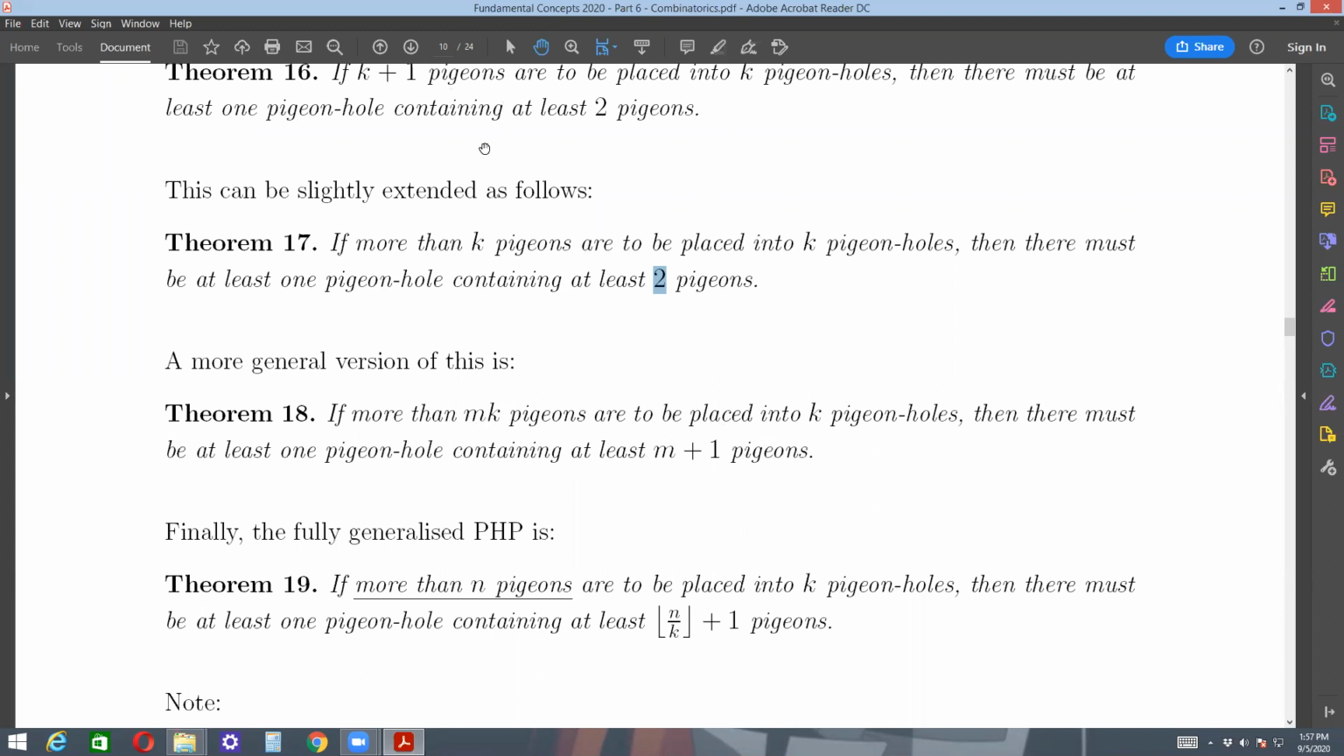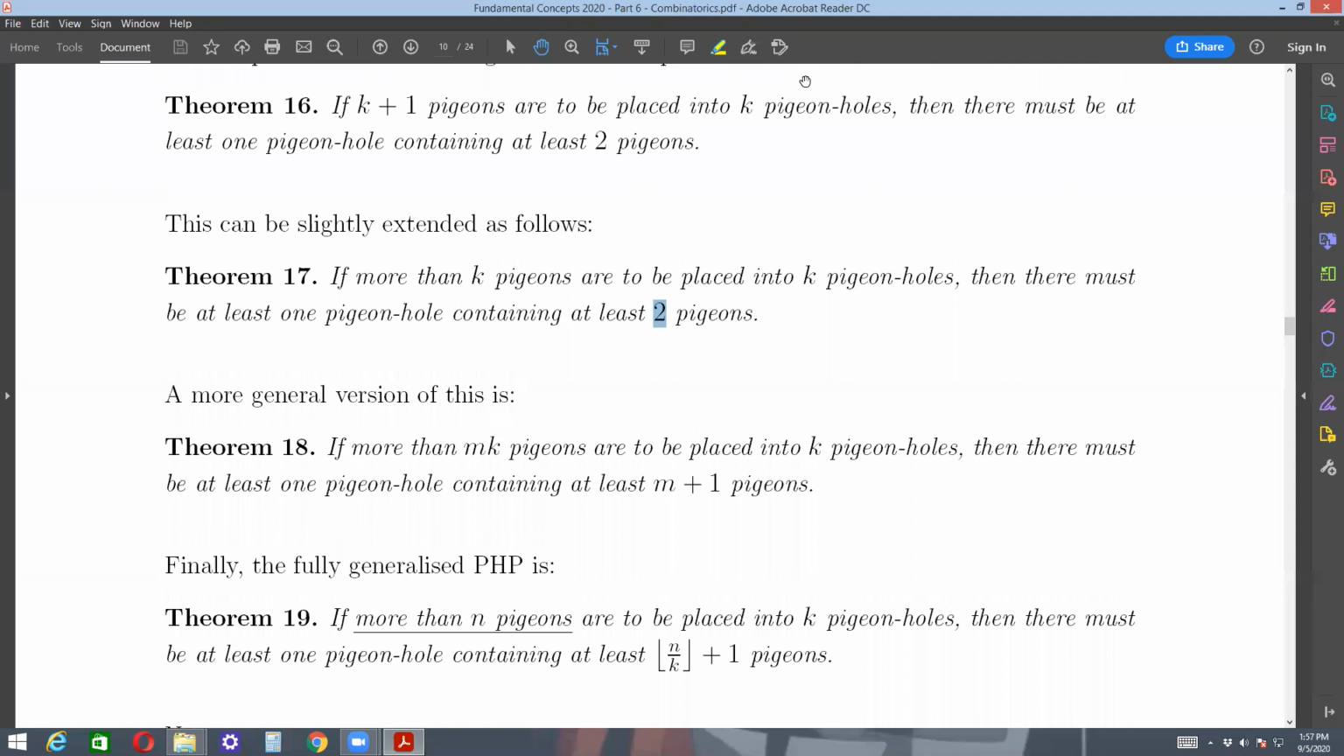What I want you all to do as well is try to prove these. They are very easily proven using proof by contradiction. So I want you all to try to prove those.